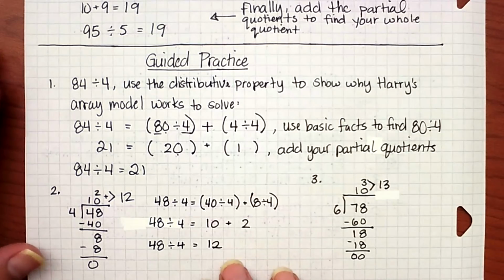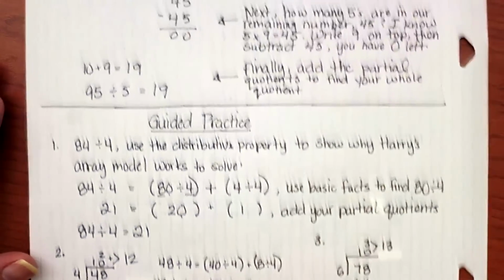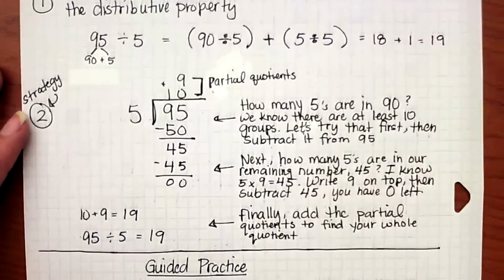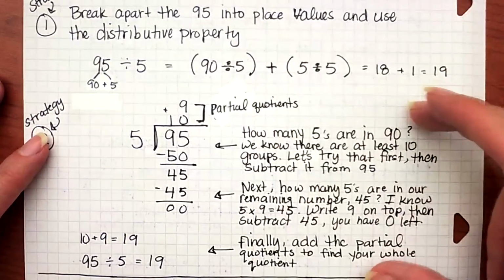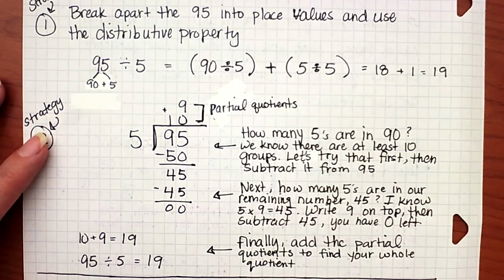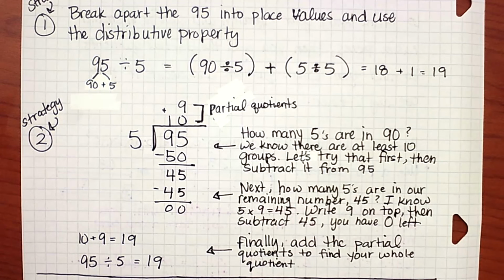Go back and review any part of the lesson that you like if you need additional support. Go over your notes. You all have copies of this right now. Go over the steps that are listed to help you figure out what step to do first, second, and third until you get to your final answer.